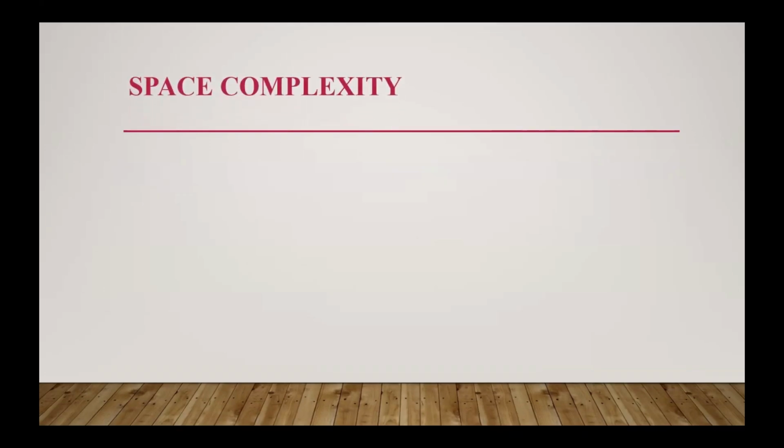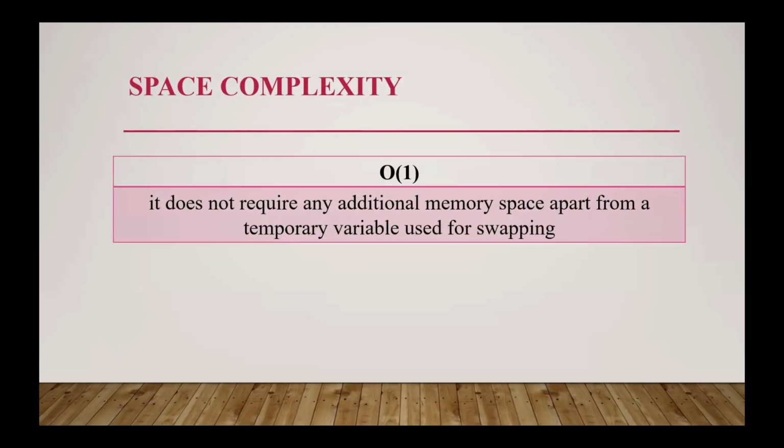Next is the space complexity. Here the space complexity in all cases is order of 1. The reason is that it only requires a temporary variable for swapping elements. Whenever we get the minimum value, we have to swap it with the first element of the unsorted list. At that time we require swapping, and here we are using a third variable. For that we require constant space. That's why the space complexity is order of 1.